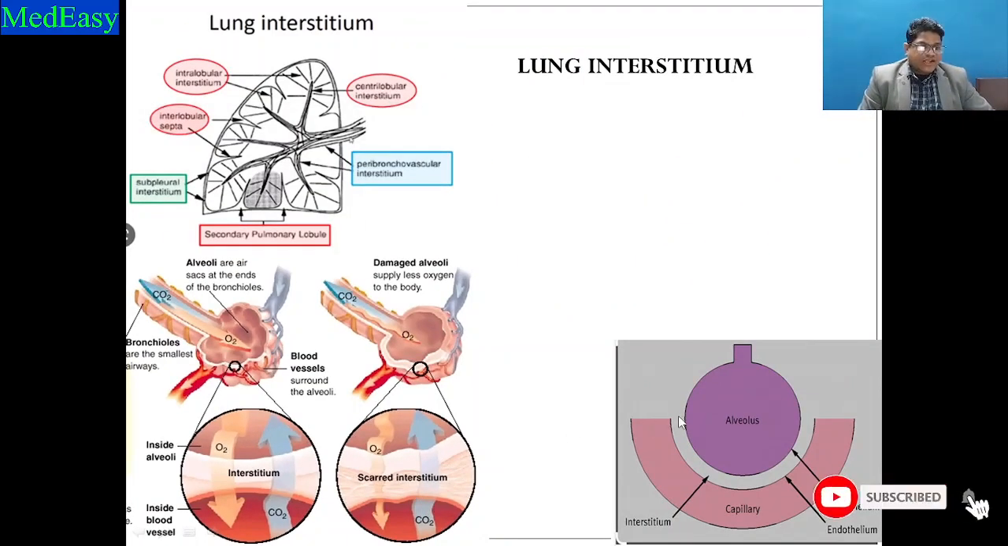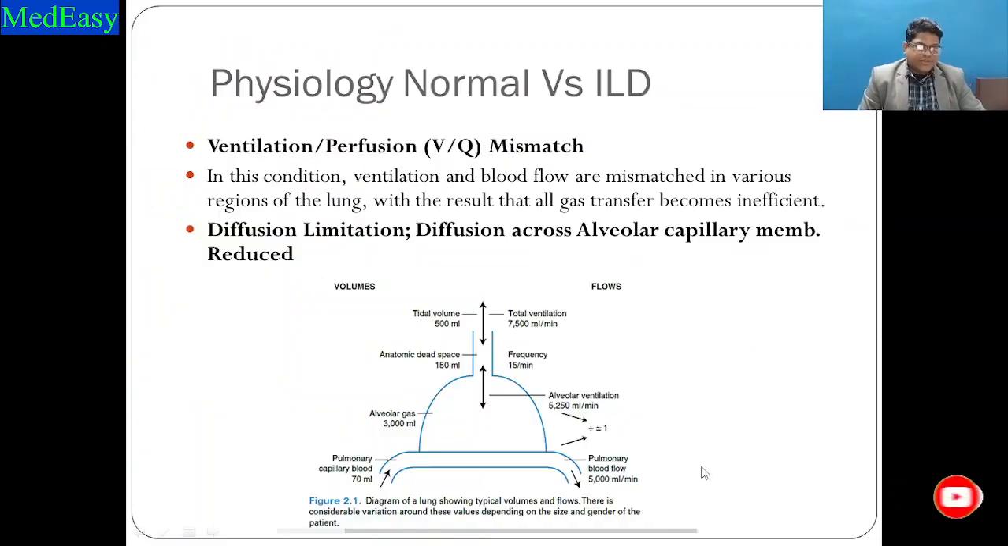Okay, so this is the area, the interstitium, that is involved in this disease process. What happens? Normal physiology with ILD. In ILD, normal physiology we have just seen: all the oxygen that is coming to the alveolar space gets saturated with the alveolar capillary blood. But in ILD, there is a ventilation-perfusion mismatch and there is a diffusion limitation we have just discussed. Diffusion across the alveolar capillary membrane is reduced.